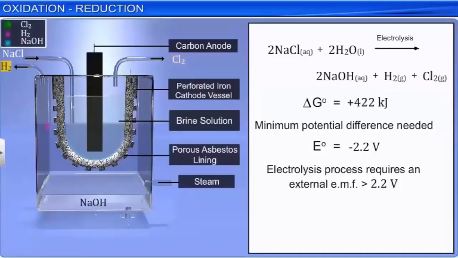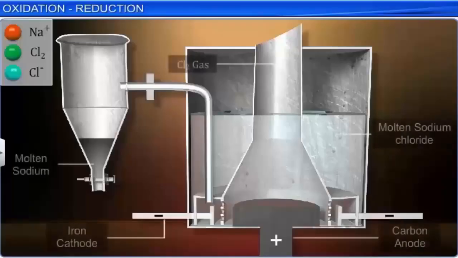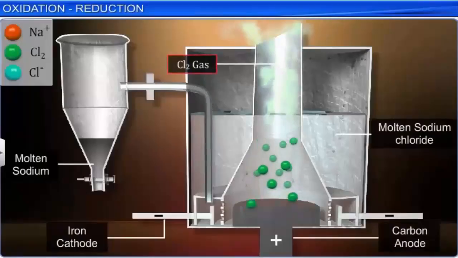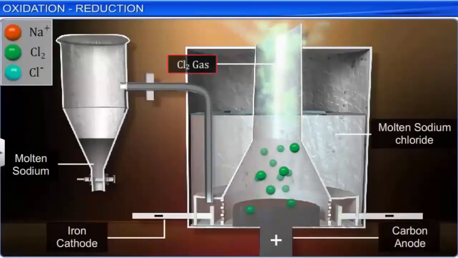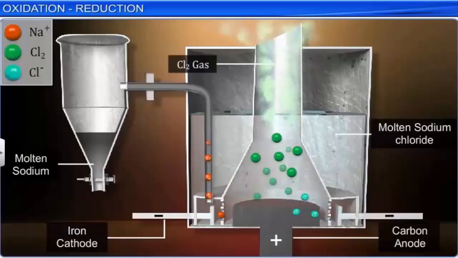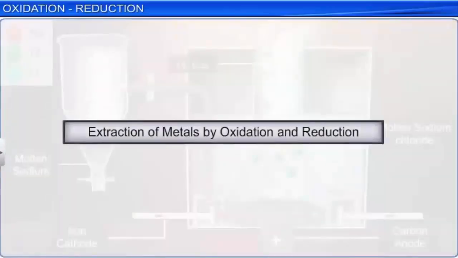Hydrogen and sodium hydroxide are the byproducts. The electrolysis of molten sodium chloride also produces chlorine gas at the anode, and sodium metal is deposited at the cathode. Let us now see how metals are extracted by both oxidation and reduction.